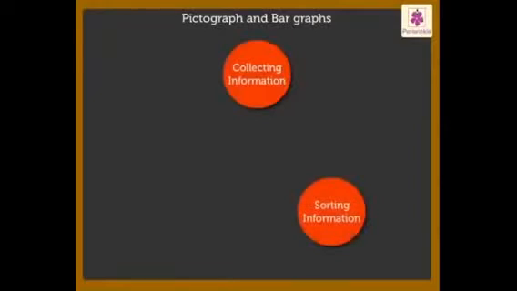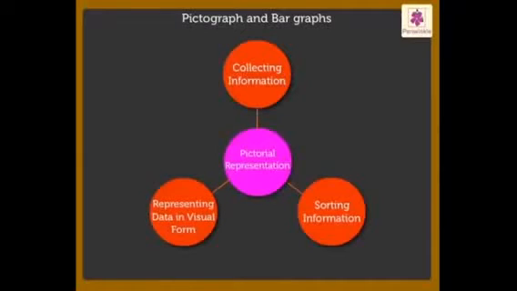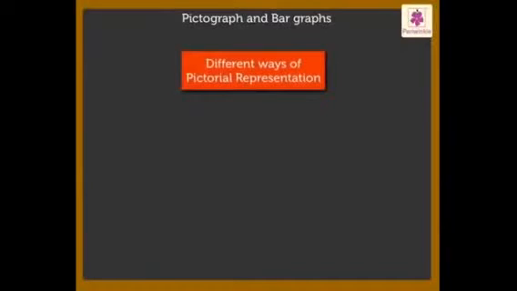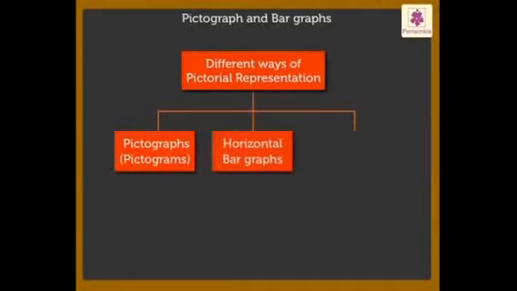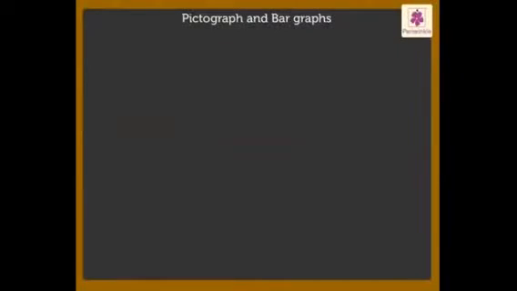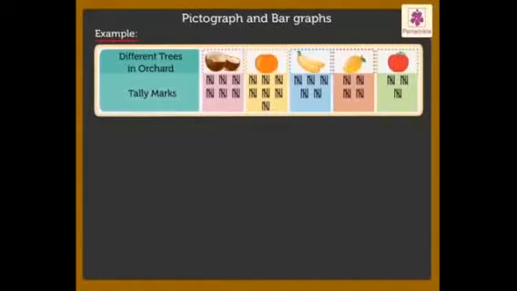Collecting, sorting information, and representing data in visual form is called pictorial representation. The data is represented in pictorial form using pictographs, that is, pictograms, horizontal bar graphs, and vertical bar graphs. Let us solve an example to learn to present data using different methods.